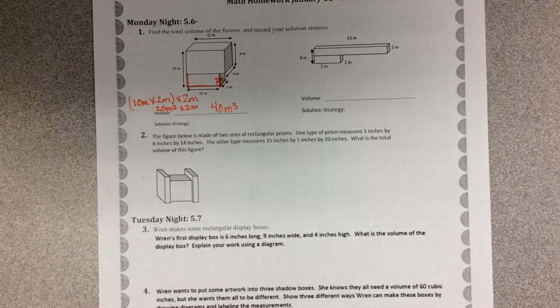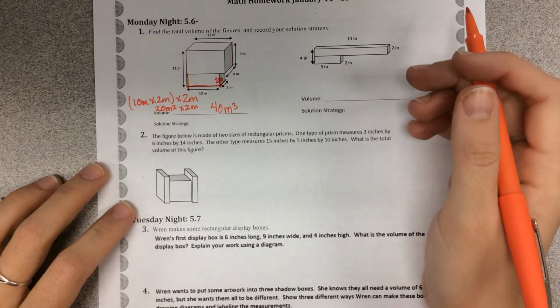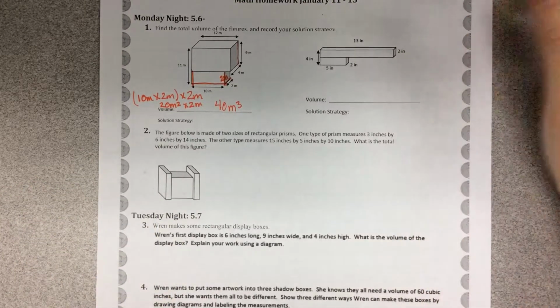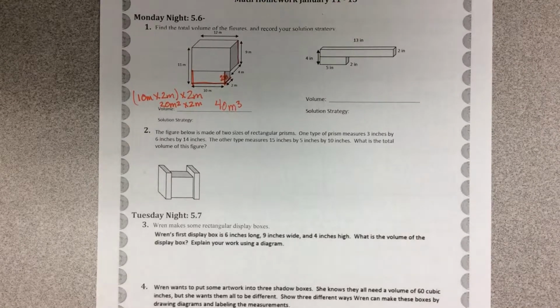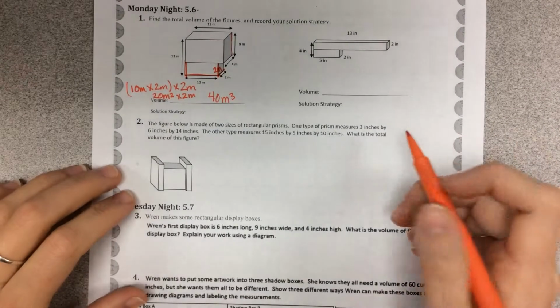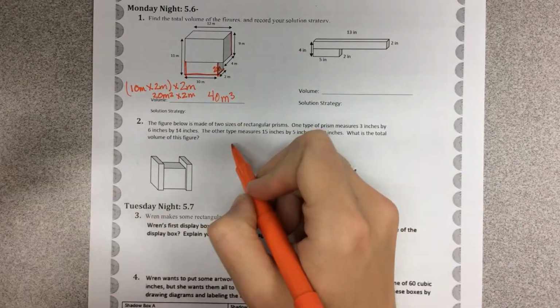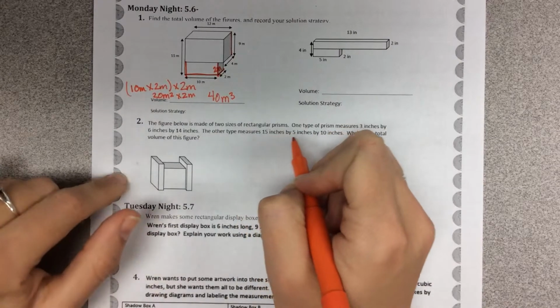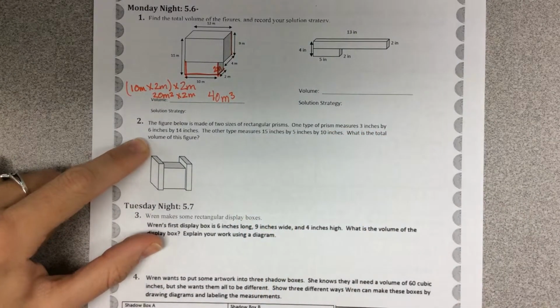All right, here is Monday night's homework, module 5.6, number 2. The figure below is made of two sizes of rectangular prisms. One type of prism measures 3 inches by 6 inches by 14 inches. The other type measures 15 inches by 5 inches by 10 inches. What is the total volume of this figure?